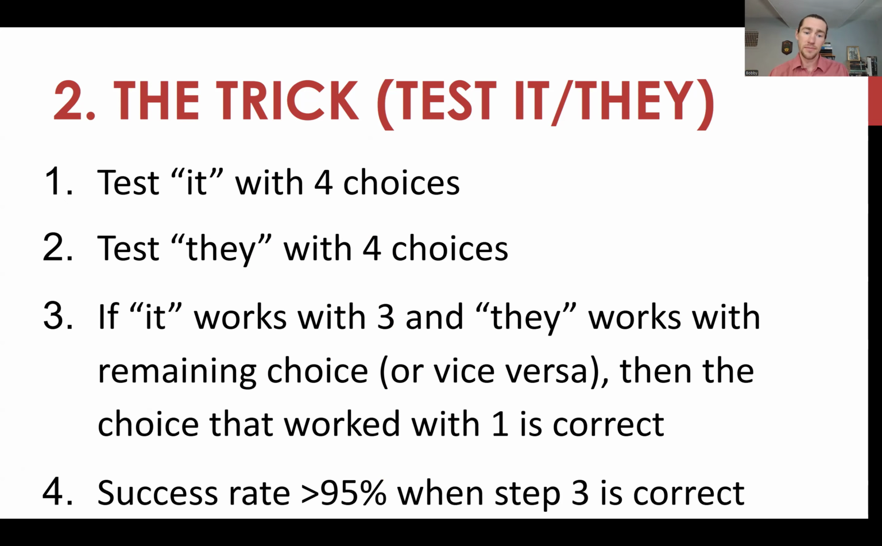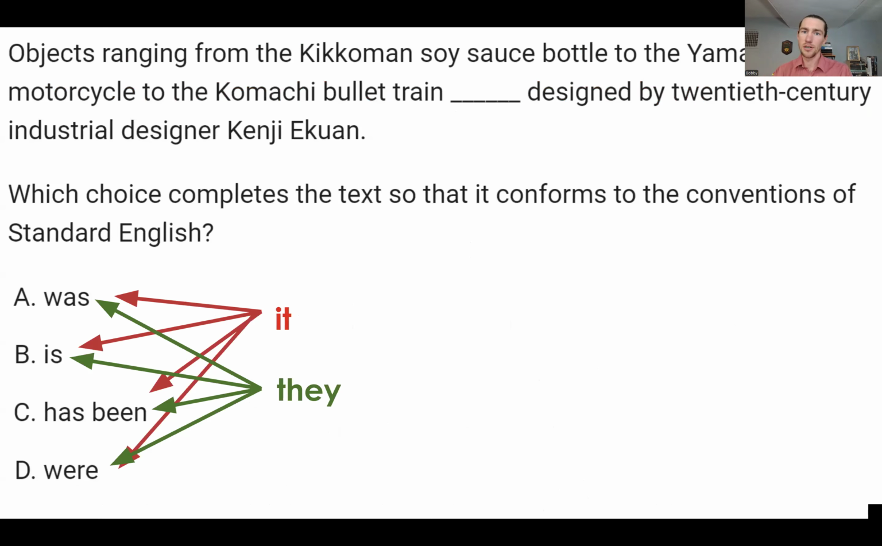The success rate of this practice is above 95% when it works with 3 and they works with the remaining 1, or vice versa. They works with 3 and it works with the remaining 1. So let's look at how that could apply to this last question.